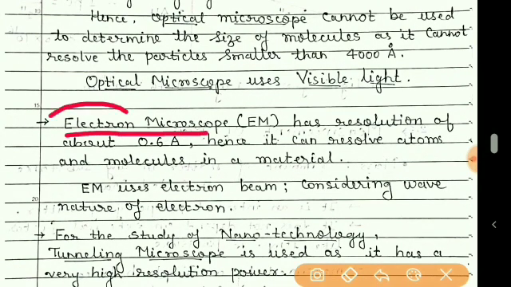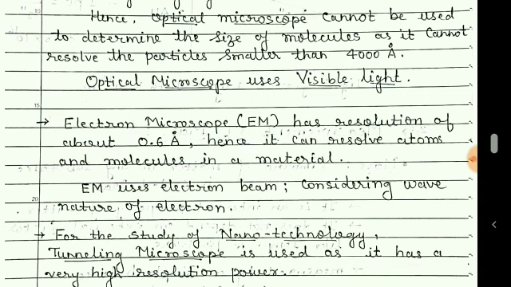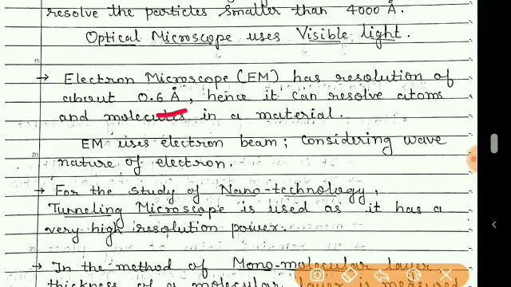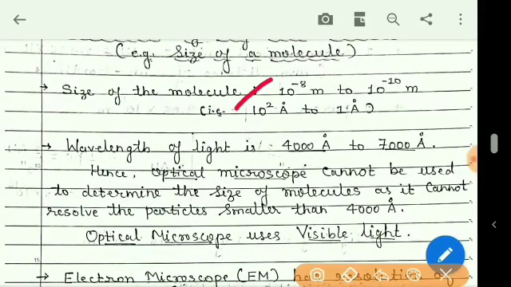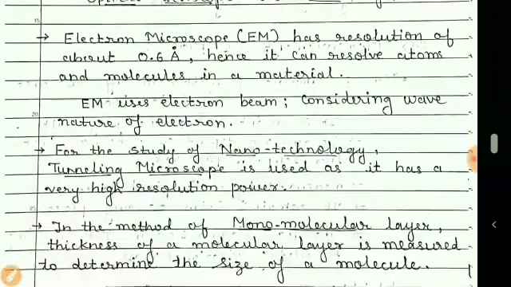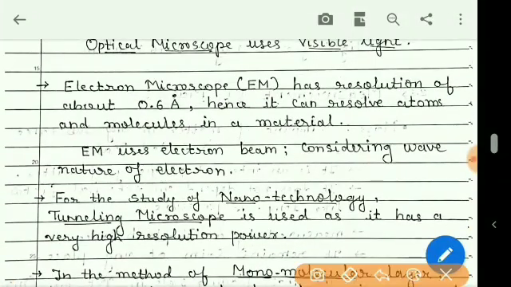Now see the word electron. This type of microscope uses an electron beam for resolving such small particles. An electron microscope can resolve particles of the size of about 0.6 angstrom. This 0.6 angstrom is quite smaller than the dimensions of atoms or molecules, and as it is smaller than the dimensions of the atoms or the molecules, this microscope can resolve these particles in a material.